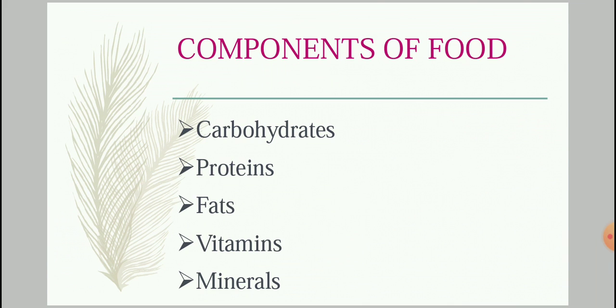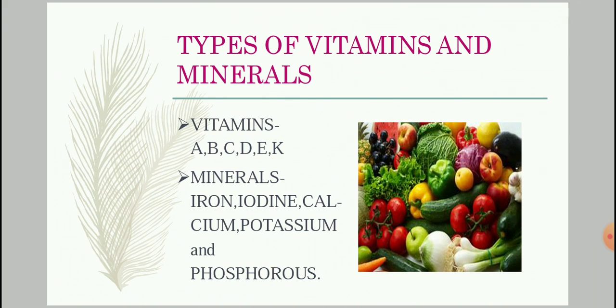Now, what are the components of food? What are the types? What are the parts of food? Carbohydrates, proteins, vitamins, fats, and minerals. These are the main components or parts of food. Now, we have types of vitamins and minerals. How many types of vitamins and minerals do we have in our normal food? Vitamins are A, B, C, D, E, and K. These are the types of vitamins we usually have in our food. Minerals we normally have are iron, iodine, calcium, potassium, and phosphorus. These are the main types of vitamins and minerals.